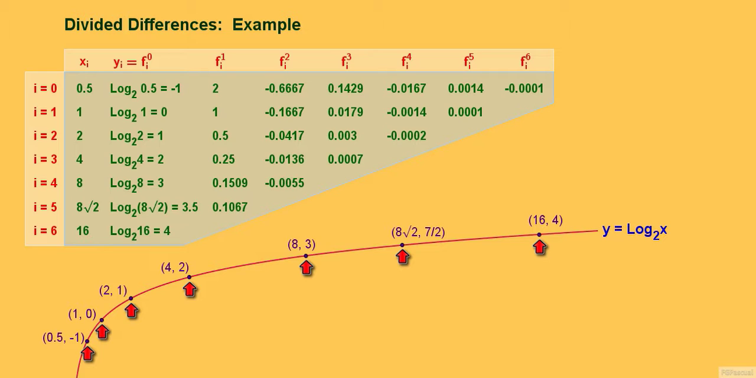The only reason we are using these points is that the y-coordinates of these points are exact. That is, the base 2 logarithms of the x-coordinates are all exact, and we'll leave that as an easy pre-calculus exercise for the viewer to verify.